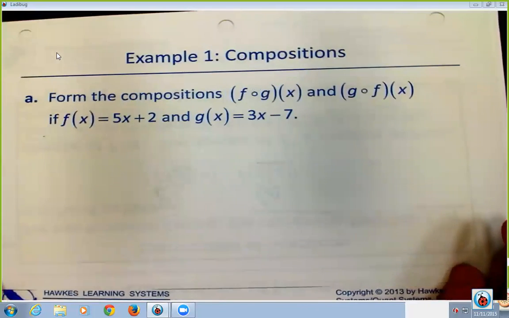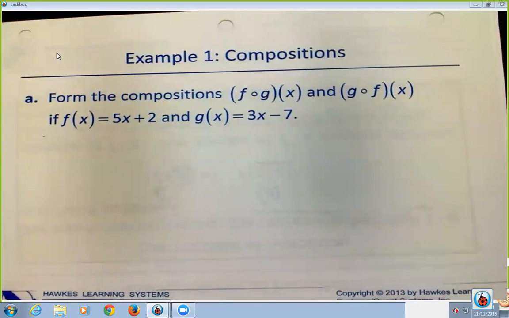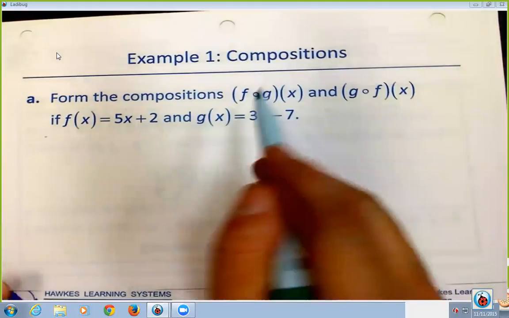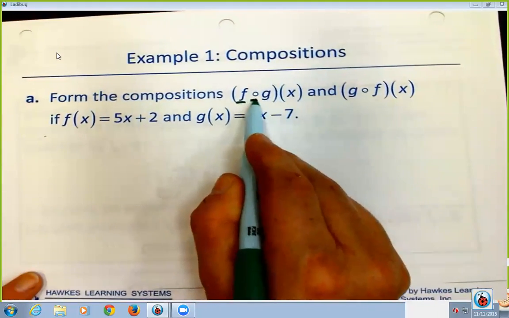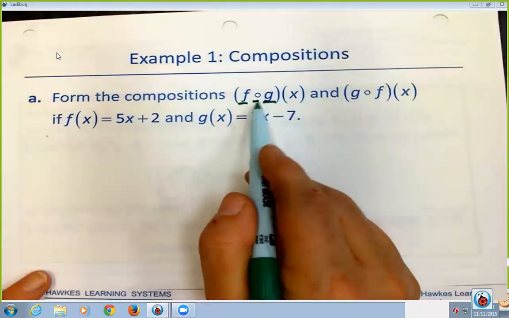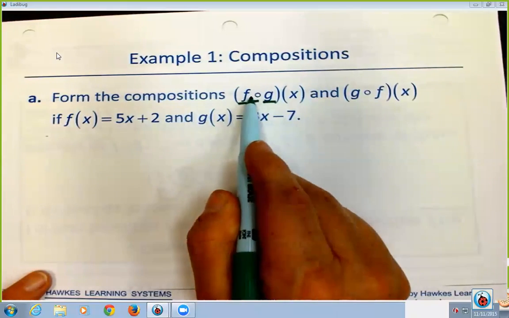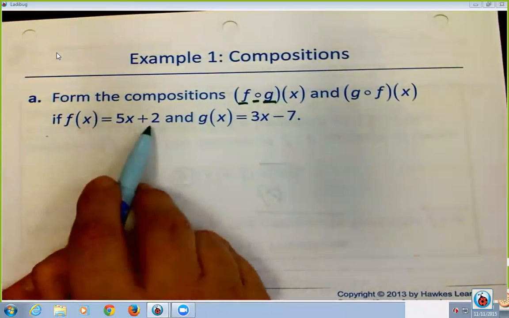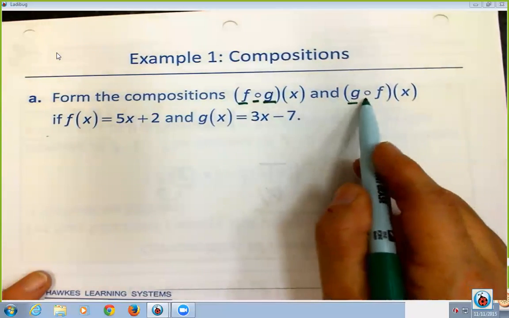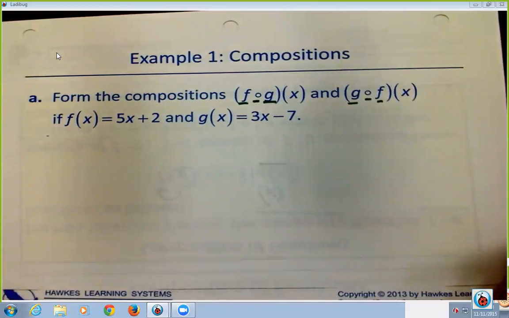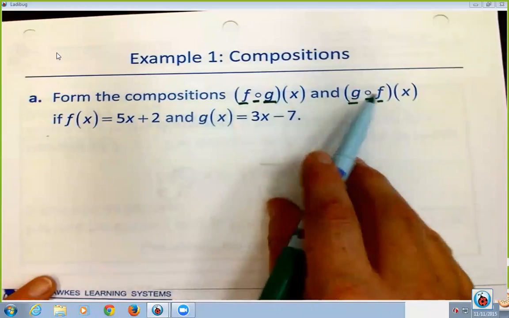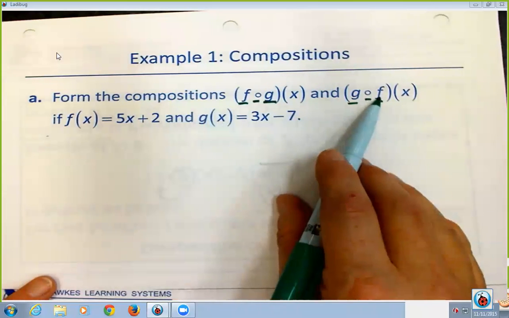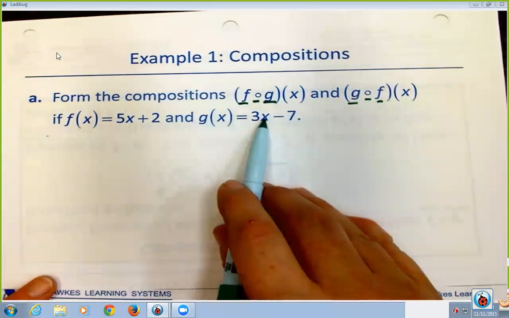So here's our first one. What we're going to look at with this is how I can put this stuff together. If it says f of g, that means I'm going to put g in place of x inside my f. If it's g of f, or g o f if you want to look at it that way too, I'm going to put f inside of g where x is.